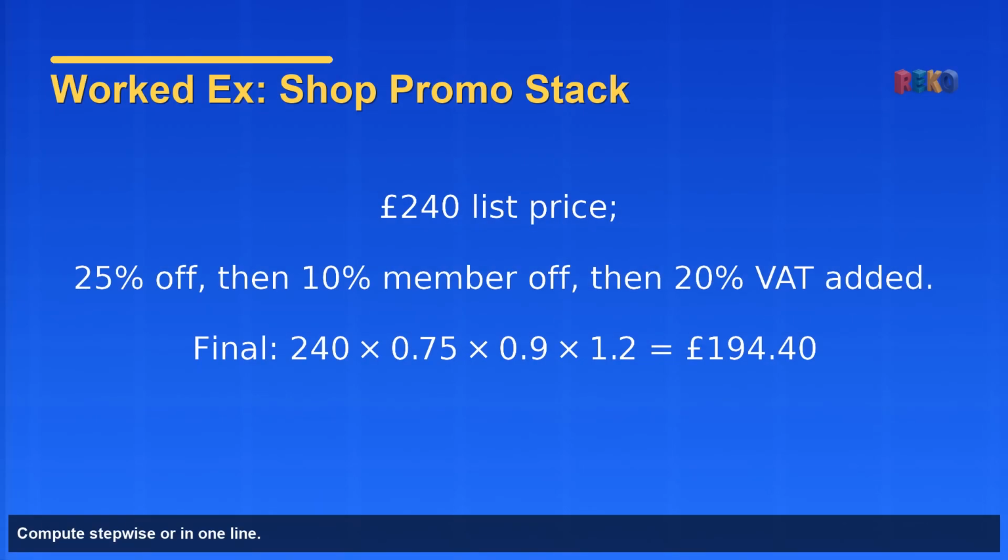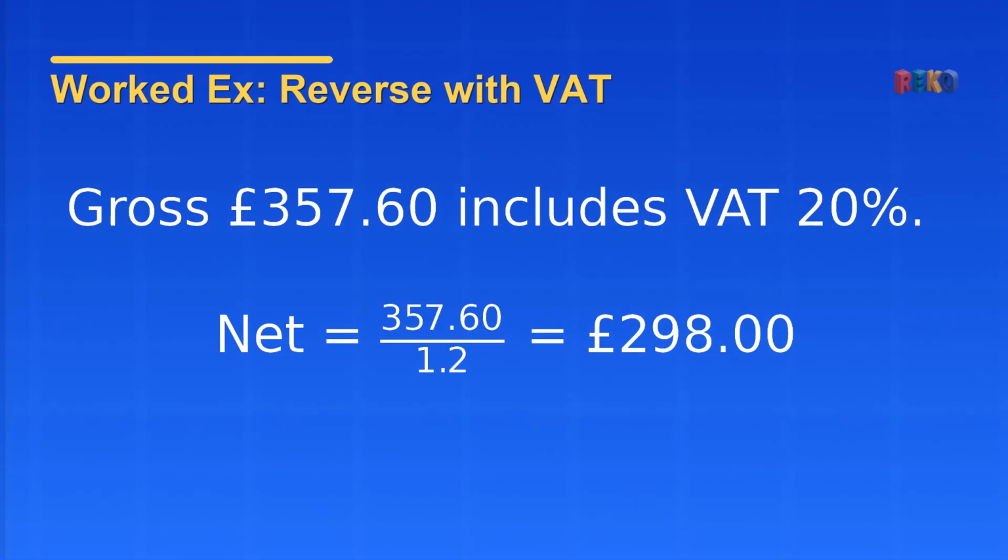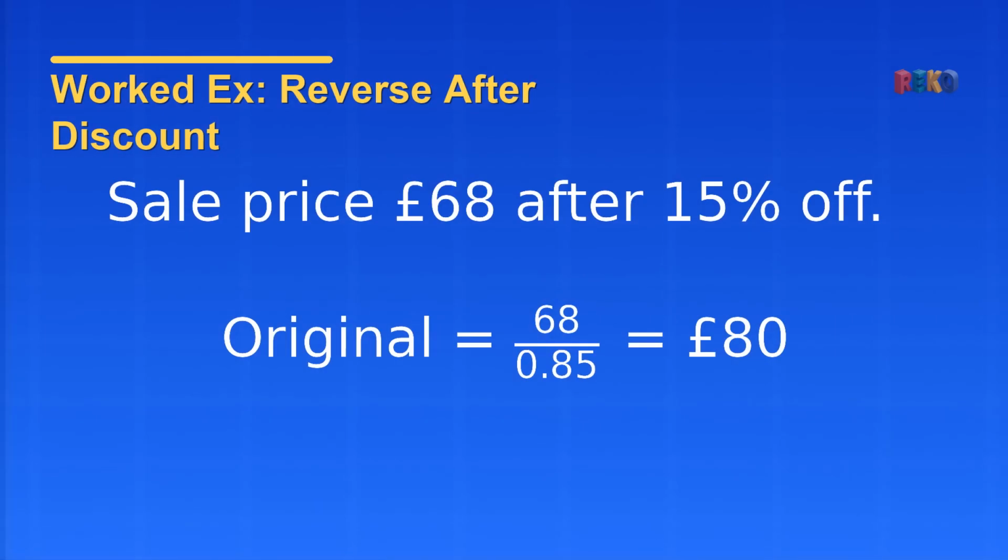List price 240. 25% off, then 10% member discount, then VAT added at 20%. Multiply 240 times 0.75 times 0.9 times 1.2. Final price, 194 pounds. Gross is 57.60 with 20% VAT. Net equals 57.60 divided by 1.2, 48 pounds. A hoodie costs 68 pounds after a 15% sale. Original equals 68 divided by 0.85, 80 pounds.